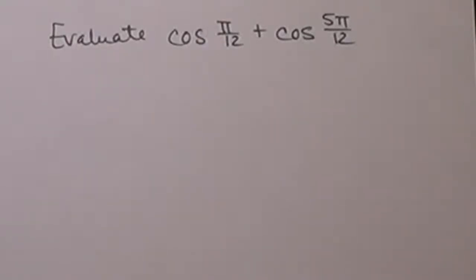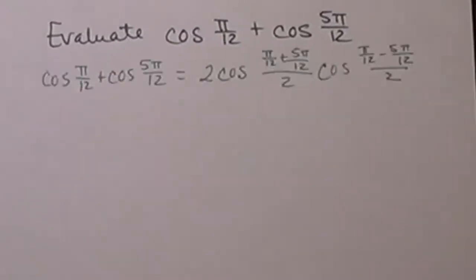And so here we can notice we're looking at the sum of two cosines. So using our sum to product formula, we can say that cosine of x plus cosine of y is 2 times the cosine of x plus y over 2 times the cosine of x minus y over 2. So we're going to let x equal pi over 12 and y equal 5 pi over 12. So we're going to simplify these and then evaluate the expressions and then simplify the value.